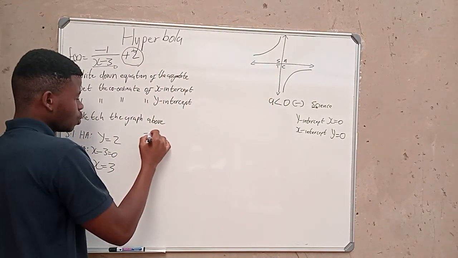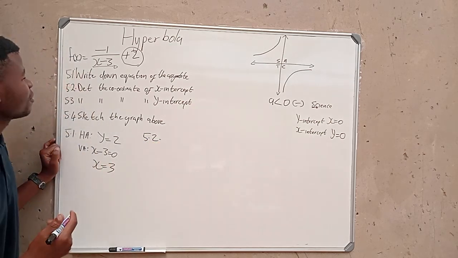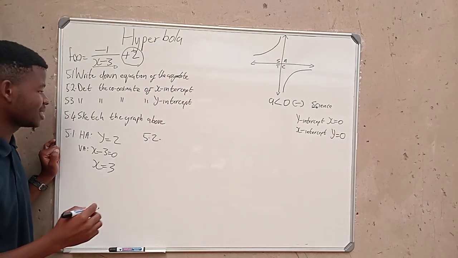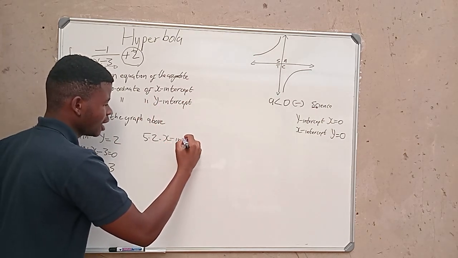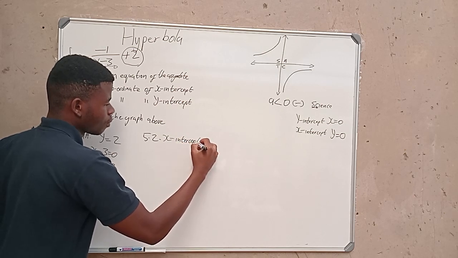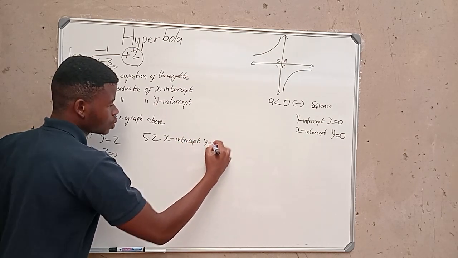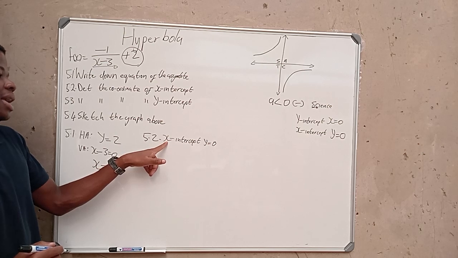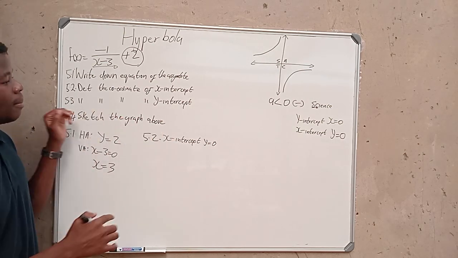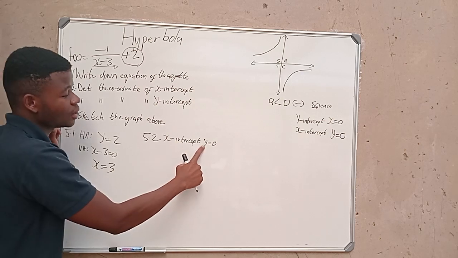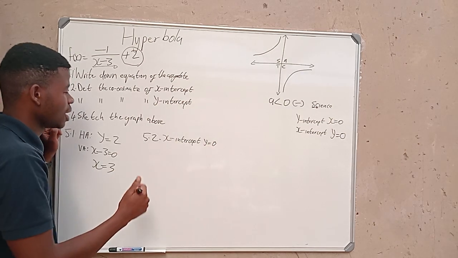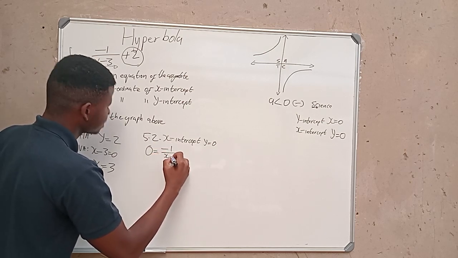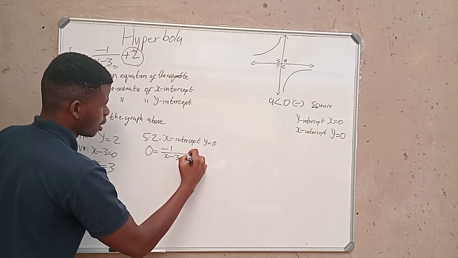So we go to 5.2. On 5.2, the question says: determine the coordinates of the x-intercept. For the x-intercept, we say y is equal to 0. Where we see f of x or y, we are going to substitute 0. Then it's going to be 0 equals negative 1 over x minus 3 plus 2.